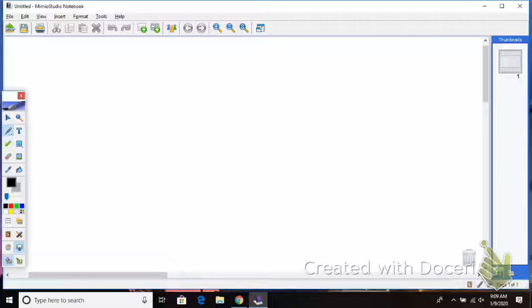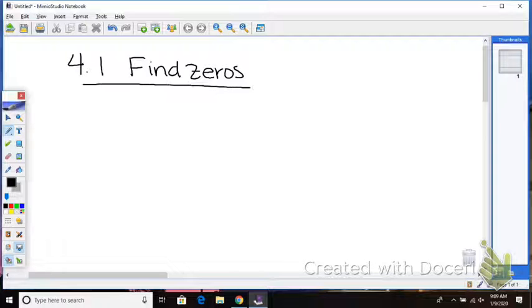Okay, so this is 4.1. Today we're going to find zeros. What we're finding when we find zeros is where the graph crosses the x-axis. So far we're able to find, in fact, I'll do one that we can actually plot out.